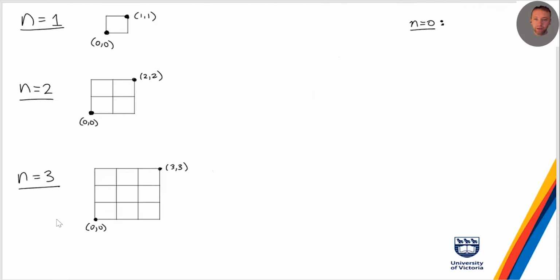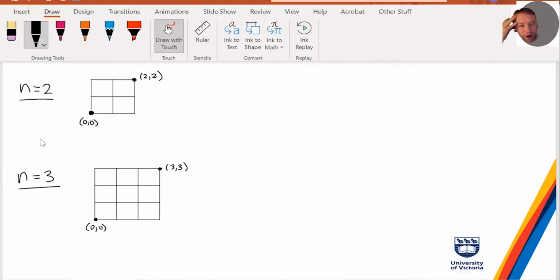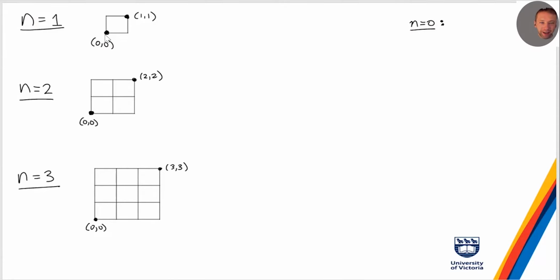Okay, so let's count this for a few small values. What about the case n equals 1? I can do that myself. How many ways can I go from 0, 0 to 1, 1 without going across this line? All I have to do is go right first, because if I go up, that goes above this line, which is bad. So for n equals 1, there's just one path.